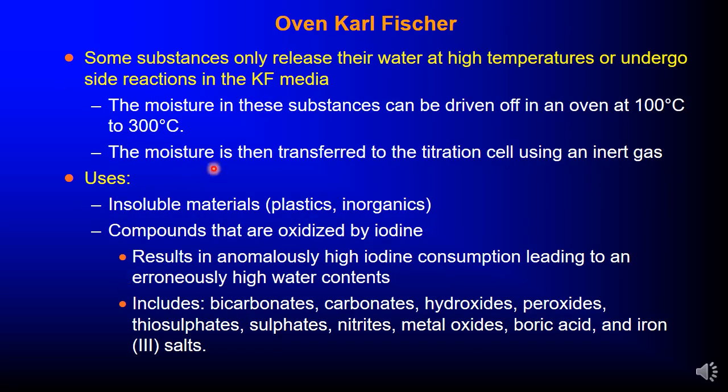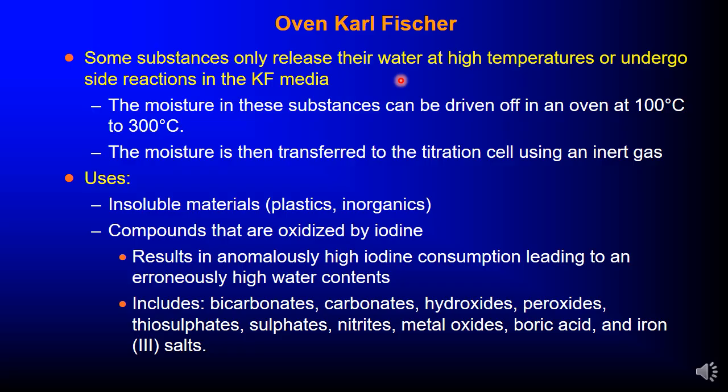So, when we now talk of oven Karl Fischer, some substances only release their water at high temperatures or undergo side reactions in the Karl Fischer media. So the moisture in these substances can be driven off in an oven at 100 degrees Celsius to 300 degrees Celsius. The moisture is then transferred to the titration cell using an inert gas.